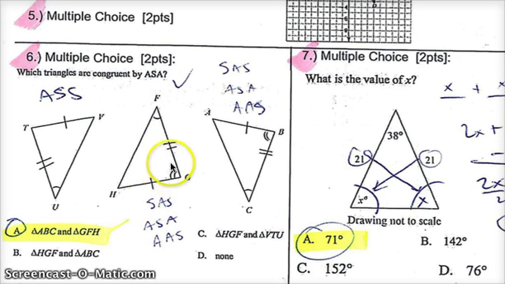And if I don't look at this mark here, I can do, this one here, angle, angle, side. Same thing over here, side, angle, side, angle, and angle, angle, side. So both of these have ASA. It would be these 2 triangles.